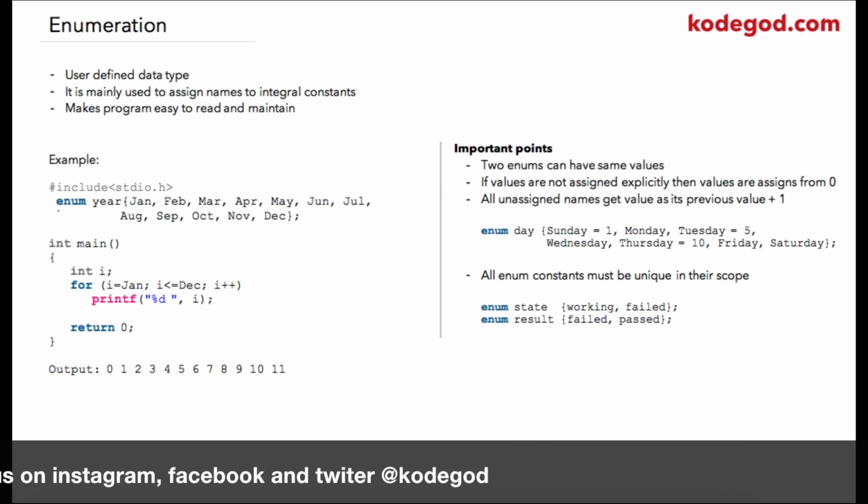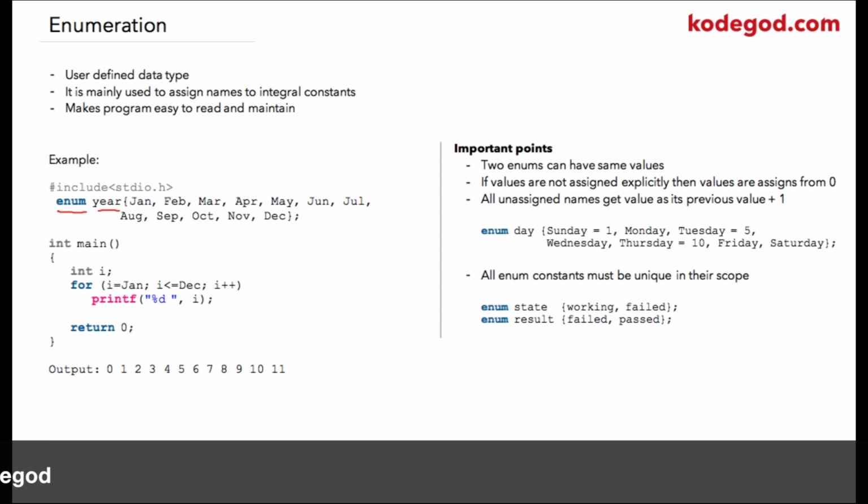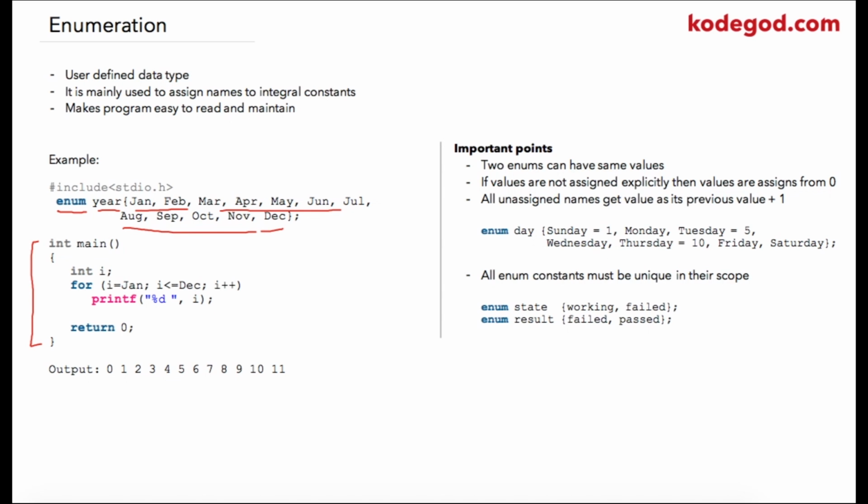So enumerations can be defined using the keyword enum. After that you have the enum variable. So inside of year I am specifying the complete list of months which are available in a year. So this is my whole list, and then inside of my main program I'm writing a loop. It is starting as I equal to Jan, I less than December, I plus plus, and we are just going to print the value of I.